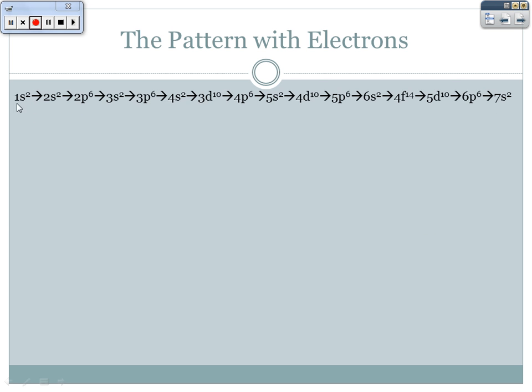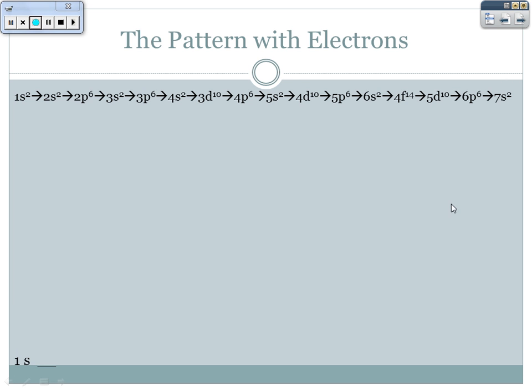This pattern also, you can add the electrons to it. So we remember that an s orbital contains 2 electrons. So we start out with a 1s2, then a 2s2, and a p orbital can contain up to 6 electrons. So then we have a 2p6, then a 3s2, 3p6, 4s2, 3d. D has 5 orbitals, so you can contain 10 electrons. 4p6, 5s2, 4d10, 5p6, 6s2, 4f14, because it has 7 orbitals, 5d10, 6p6, and 7s2.